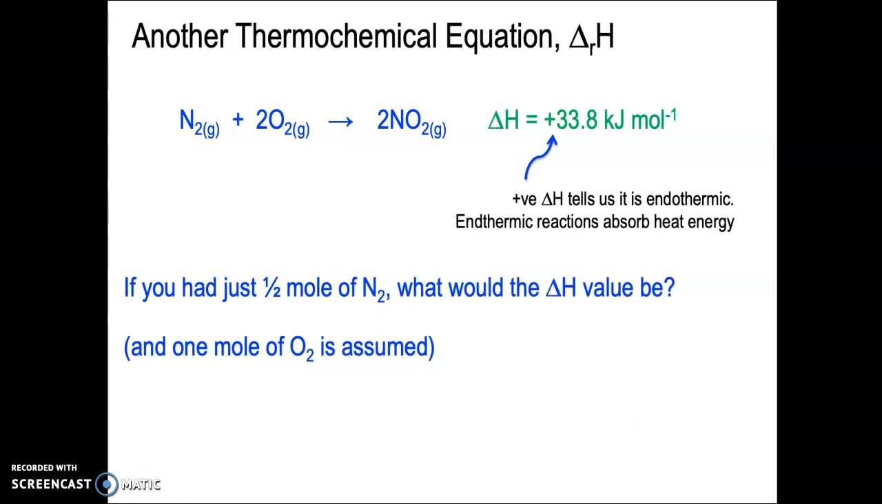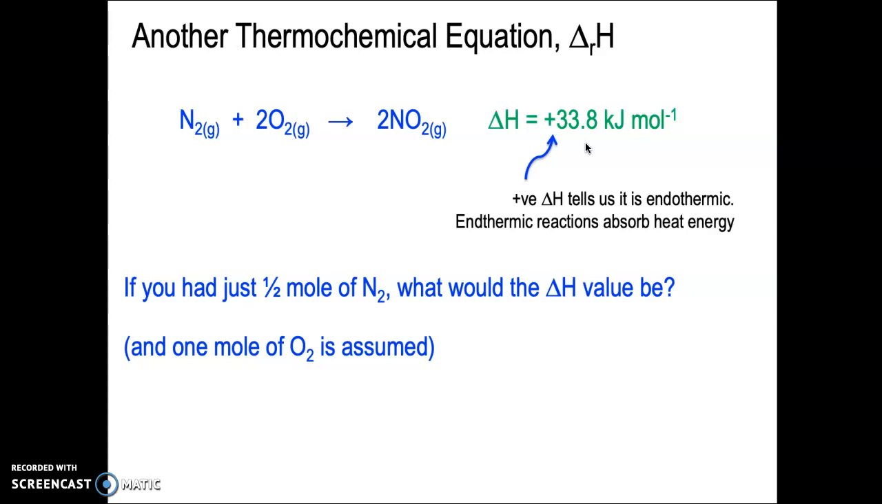Let's see if you can do this one on your own. If you've got nitrogen gas reacting with oxygen gas, it produces, now actually this is an endothermic reaction. They're not common, these ones, but notice now the symbol is a plus, which indicates that it's an endothermic reaction. So this one absorbs 33.8 kilojoules. So if you only have half a mole of nitrogen, the question is, how much energy would you produce?